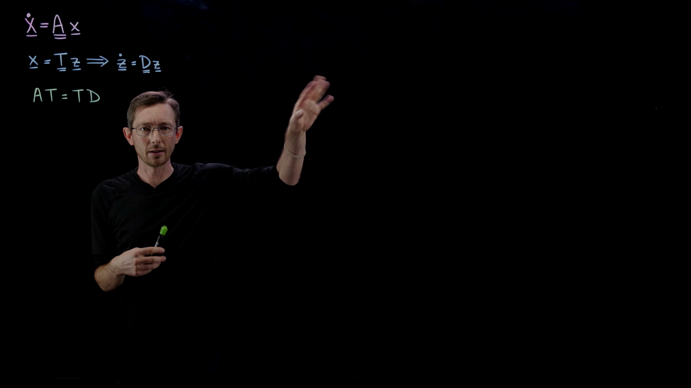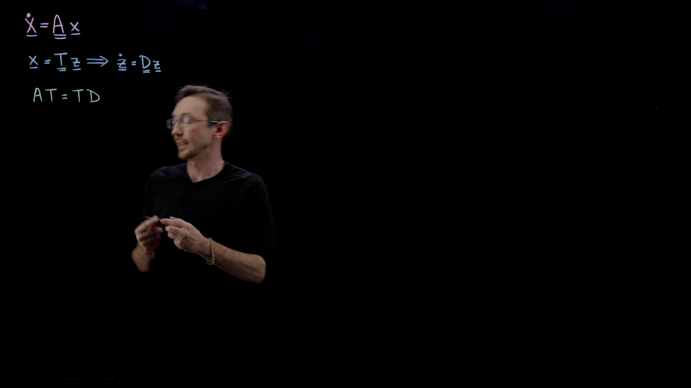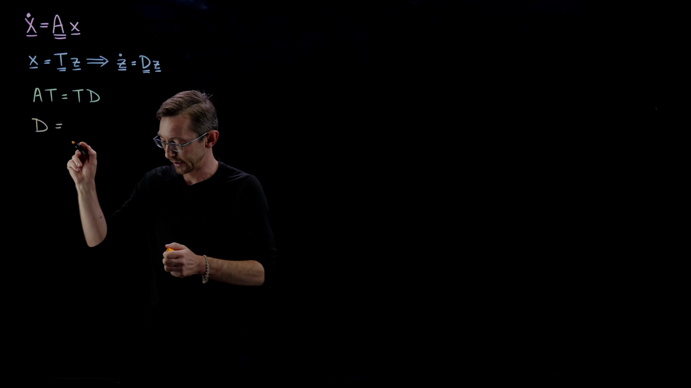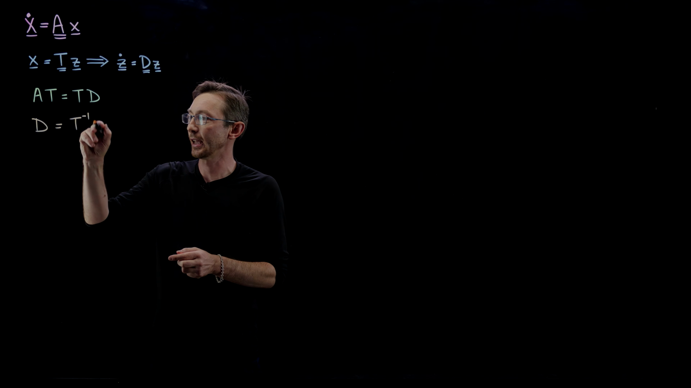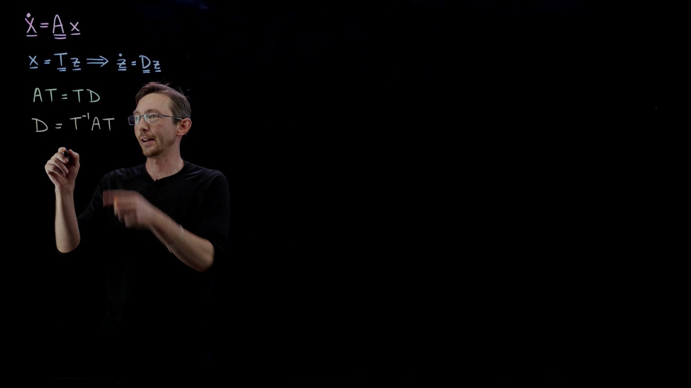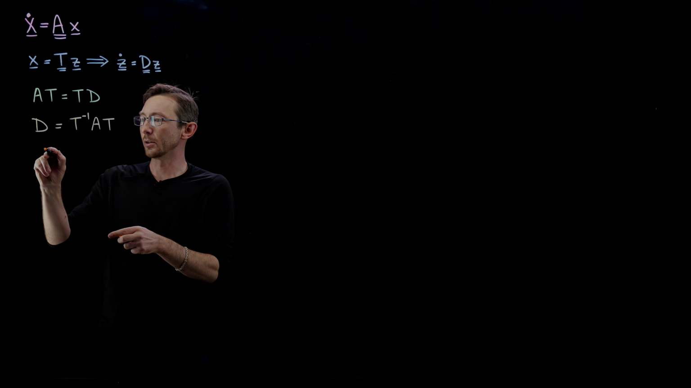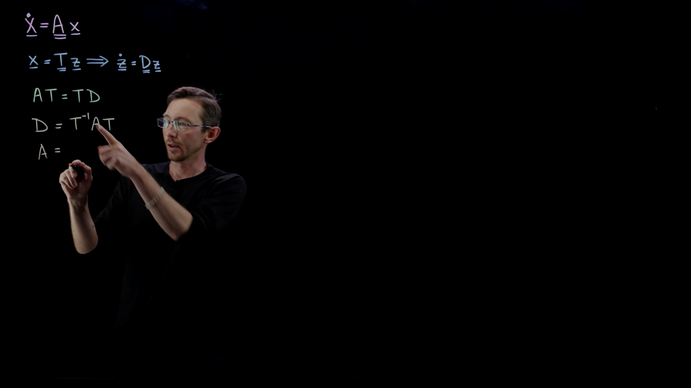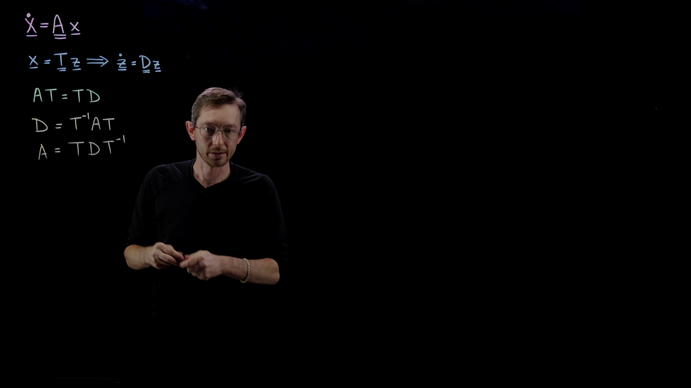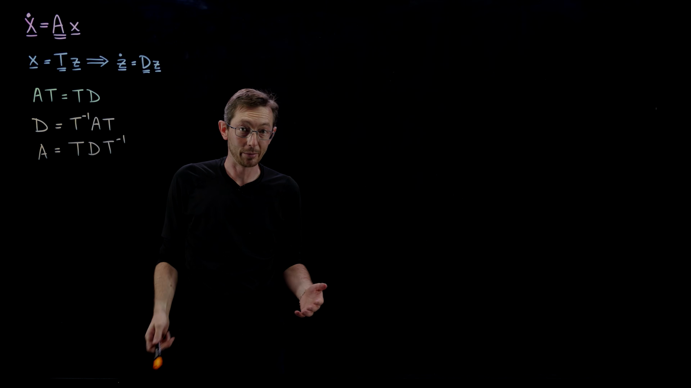Good. So I think I want to just show a couple of things. I'm going to do a little bit of Python and MATLAB demonstration here just to convince you that yes, in fact, D equals T inverse A T is true. And also conversely that if I had D and T, that A would equal T times D times T inverse, okay?